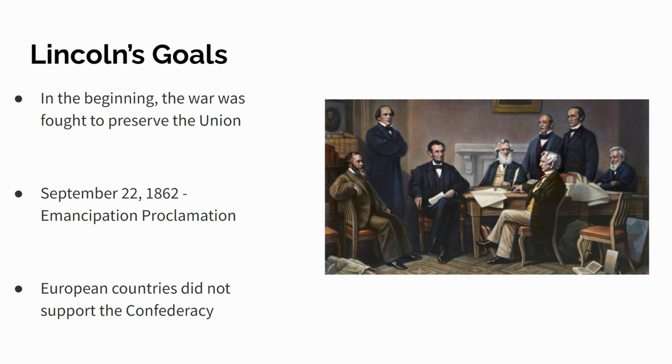So September 22nd, 1862, a huge event in the Civil War. It's called the Emancipation Proclamation. And this is basically a law, sort of, that Lincoln puts in that declares that all slaves in areas of rebellion would be free. So this means that all the slaves that were in the Confederacy would be free. Now, this does not apply to border states.